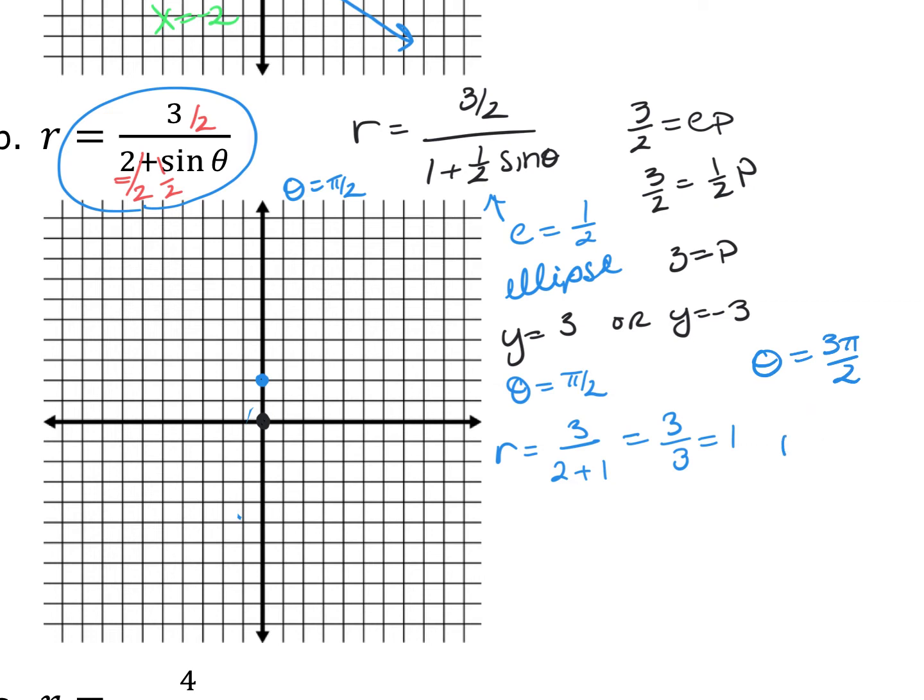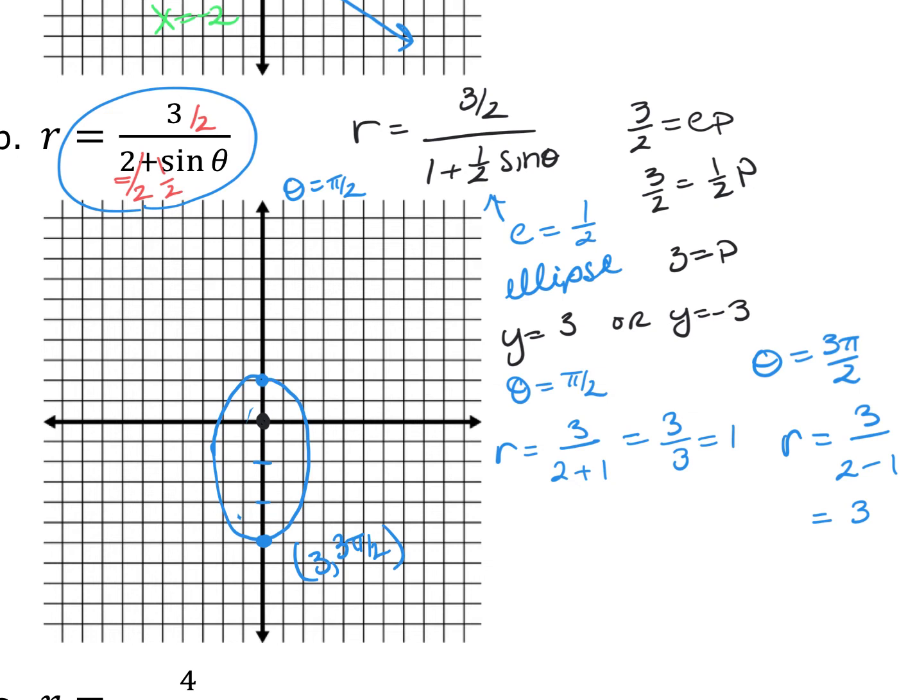R is equal to 3 over 2 minus 1 because the sine of 3 pi over 2 is -1. So r is equal to 3. So 1, 2, 3. In polar form, this is 3 rings out, at 3 pi over 2. So it's going to be orientated in this direction.